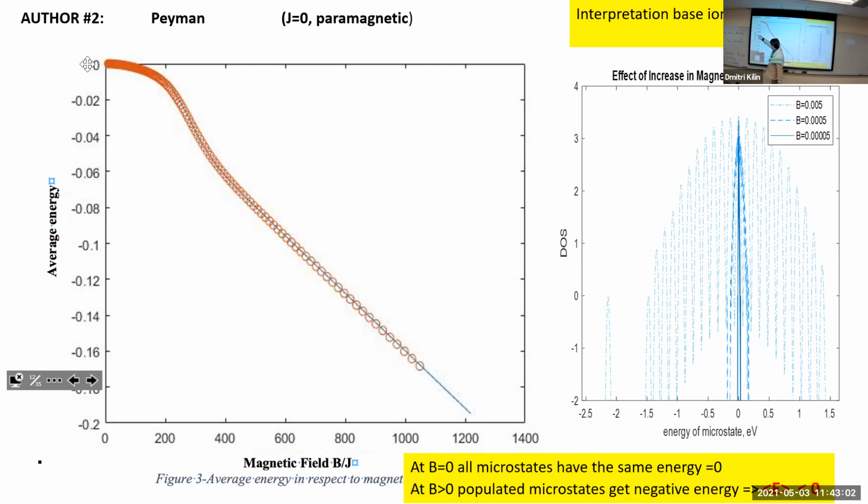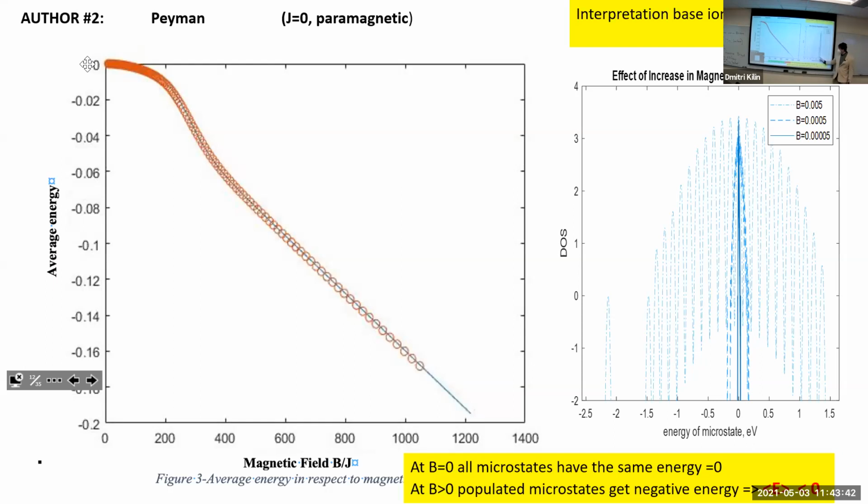So here, Payment computes average energy as a function of magnetic field. And one does see that at low magnetic field, energy is not responding. It still stays basically zero. Then it starts changing rapidly, and then later it becomes linear, proportional to magnetic field, right? This negative slope. So in order to interpret this data, one can use the foundation, the help from crystal.